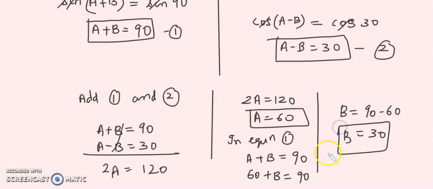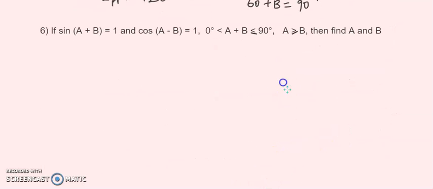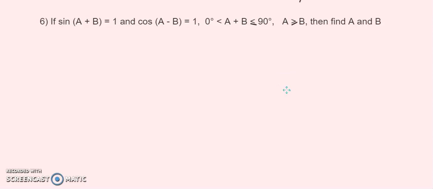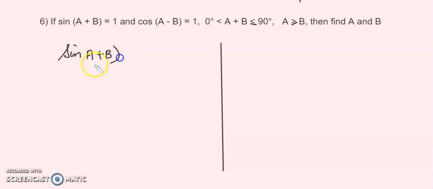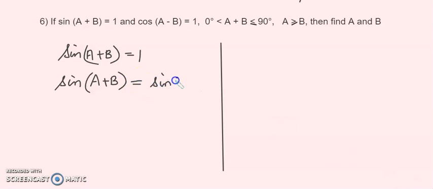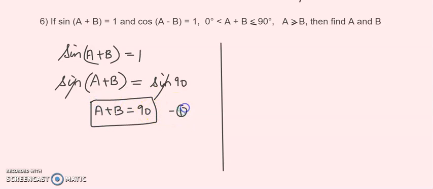Right? Now, next question. Again, we have sin(a plus b) equals 1 and cos(a minus b) equals 1. So I'll help you with getting the equations. The rest of the elimination part, I'm leaving for you to solve further. So sin(a plus b) equals 1, which is sin(a plus b) equals sin 90, because sin 90 is 1, right? So sine and sine get cancelled and you'll get a plus b equals 90. Right? Let's do the next one. It says cos(a minus b) equals 1.